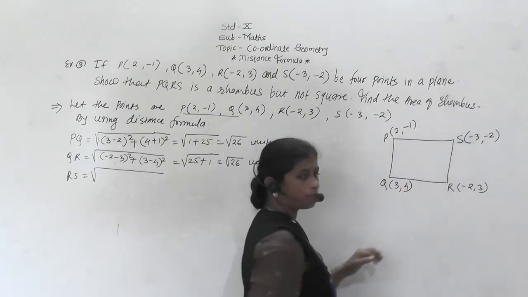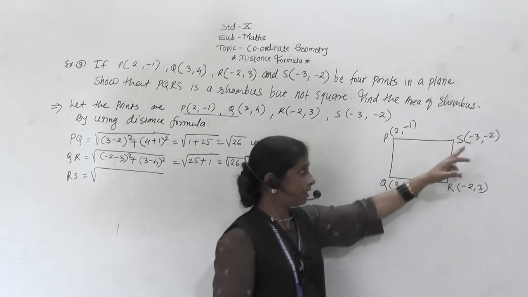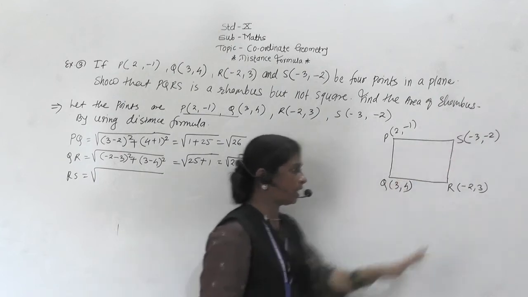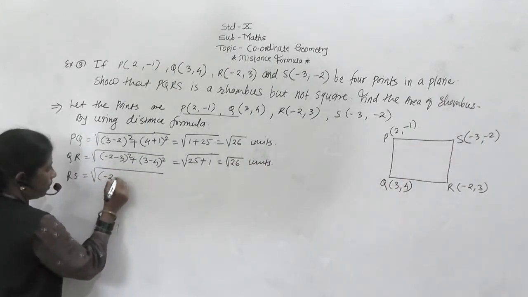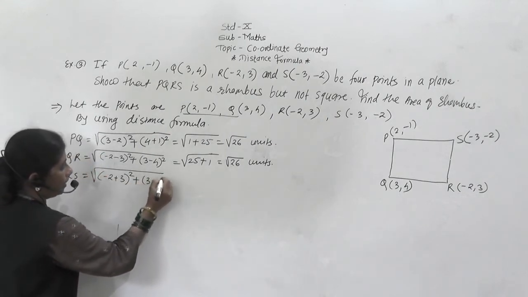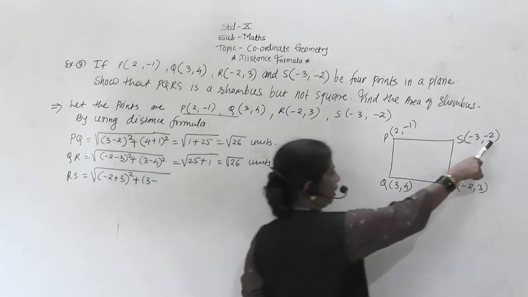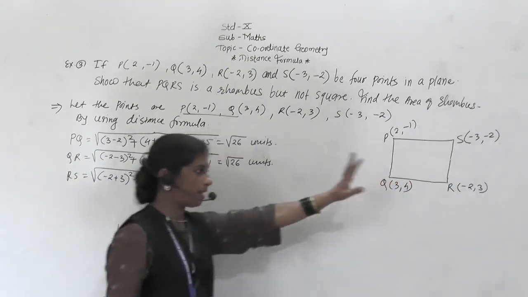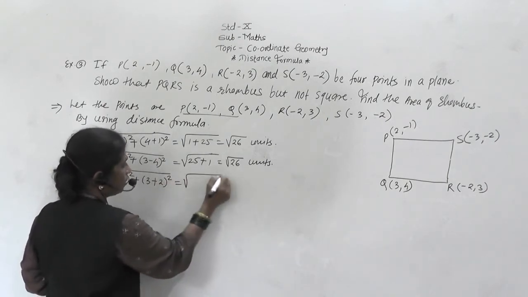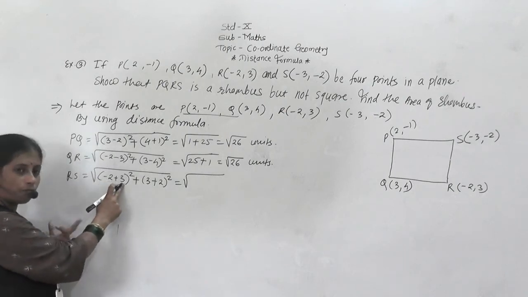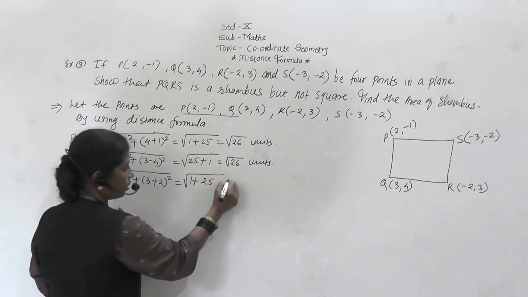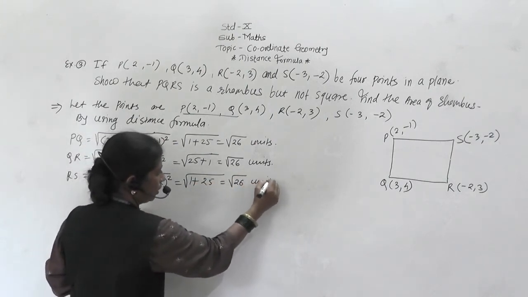Similarly for RS, by using the same distance formula, x2 minus x1: minus 2 minus minus 3, so minus 2 plus 3, whole square, plus y2 minus y1: 3 minus minus 2, finally plus, so 3 plus 2, whole square, correct? So here minus 2 plus 3 is 1, 1 square is 1, plus here 3 plus 2 is 5, 5 square is 25, root 26 units, correct?